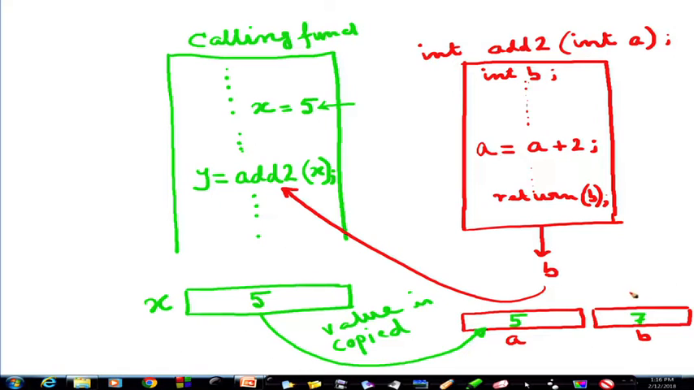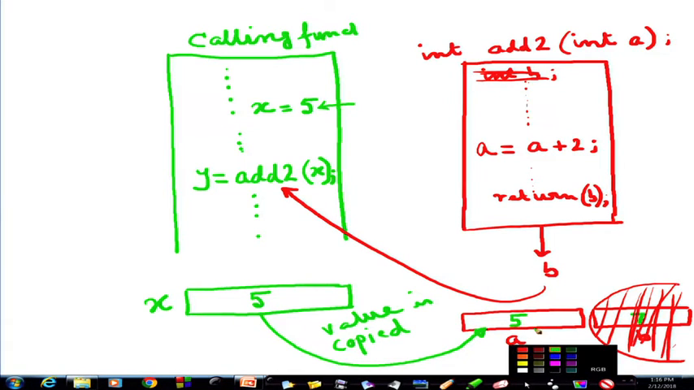So, this b is no longer there, this is not required. This variable has not been defined. I say that this line is also not there. Int a, and I just do a assigned a plus 2. So now when it was called add x, from here this x was copied here and a will be incremented to 7.